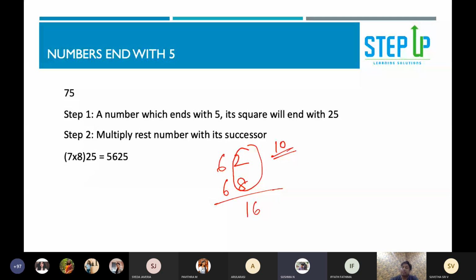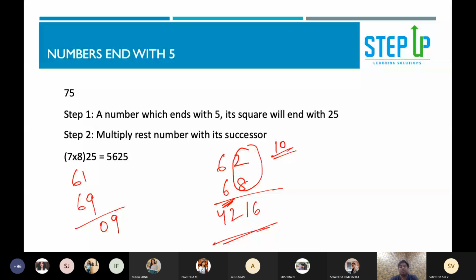2 into 8 is 16, sir. Then the next number of 6 is what? 7. 4216. Yes, the answer is 4216. If you have 61 multiplied by 69, what is 1 into 9? 9. So 09, 4209. Yes, 4209.